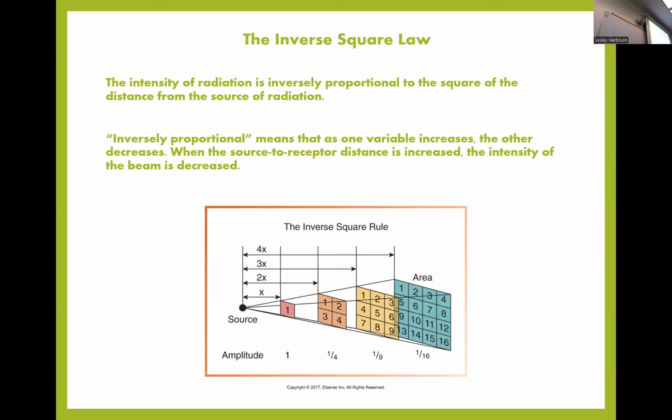When the source to receptor distance, the receptor is our sensor, is increased, the intensity of the beam decreases. Can anyone think of a visual that helps explain this? What does this look like? A flashlight. That's literally what it's talking about, but it has it in a mathematical equation.